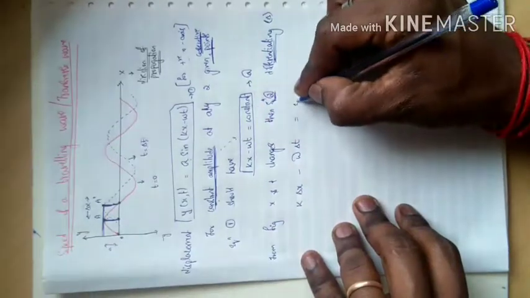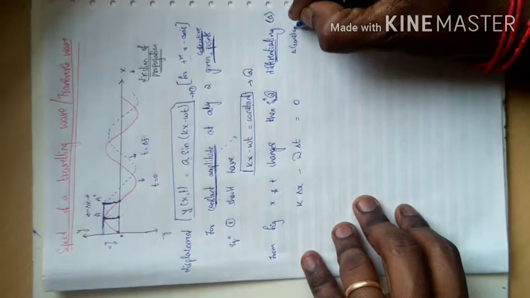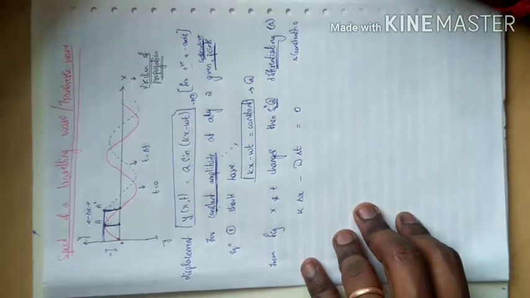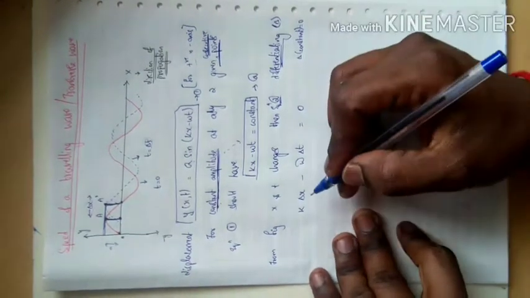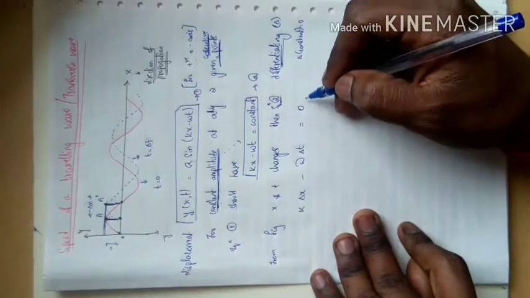The constant: differentiation of a constant is 0. Keep this in mind, differentiation of a constant is always 0. What is it always? 0. So k delta x minus omega delta t is equal to 0.